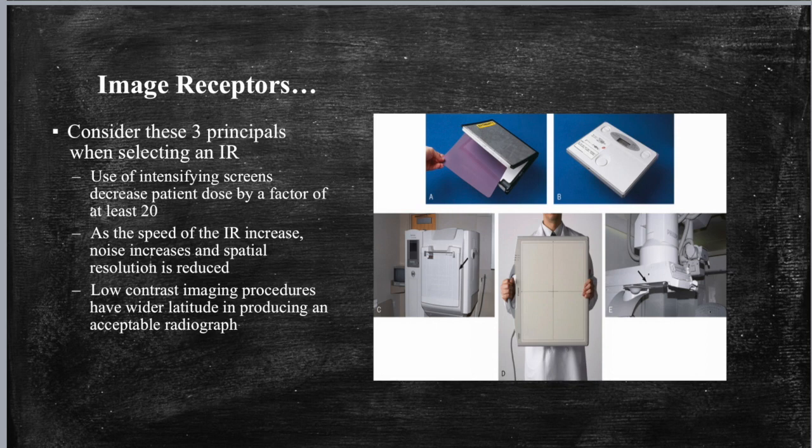Throughout a radiology department, a standard type of screen film is usually used. When radiographing soft tissue and extremities, fine detail screen film is used. Most radiographs are double emulsion film. Use of intensifying screens decreases patient dose by a factor of at least 20. As the speed of the image receptor increases, radiographic noise increases, and spatial resolution is reduced. Low contrast imaging procedures have wider latitude in producing an acceptable image.